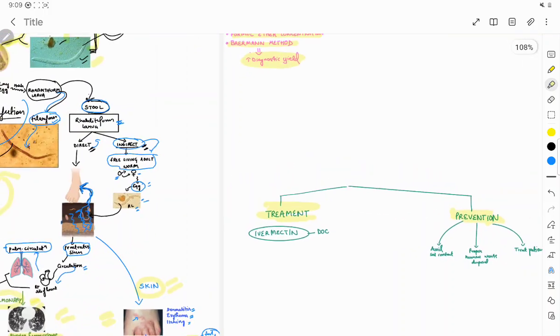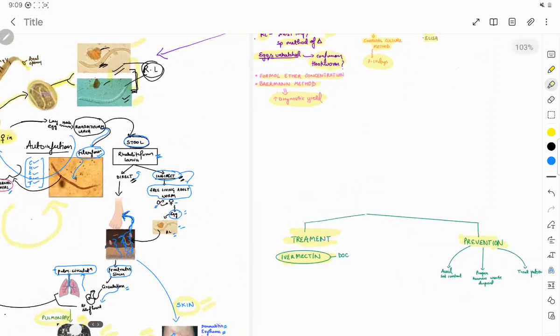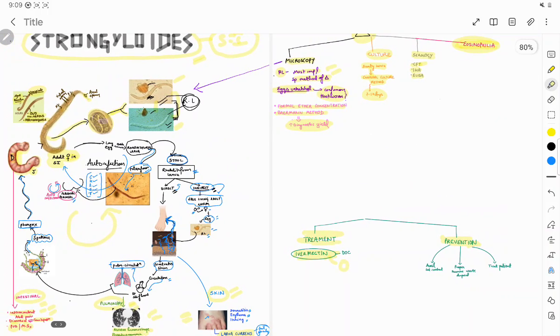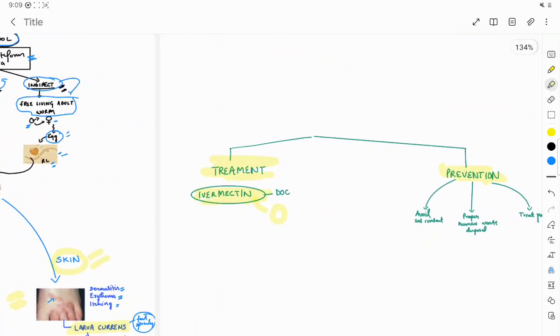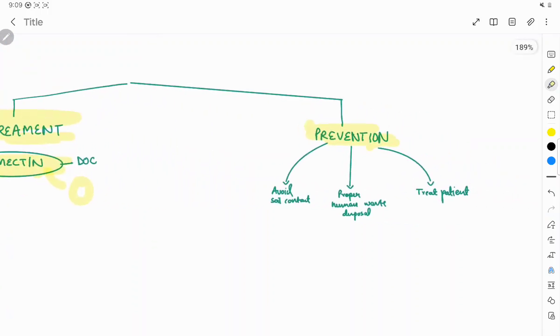Next, the treatment of choice in case of Strongyloides is ivermectin. Along with it, ivermectin is also the drug of choice for onchocerca. You also need to remember small intestinal nematodes. Most of them are to be managed with albendazole, but this is one of the rare scenarios among the few where ivermectin is the drug of choice.